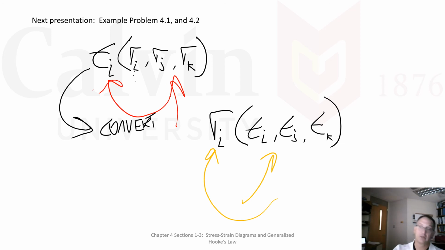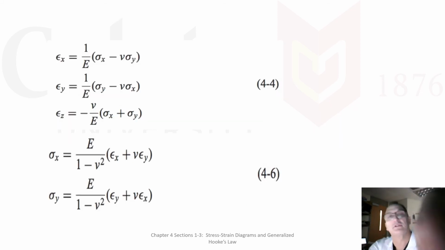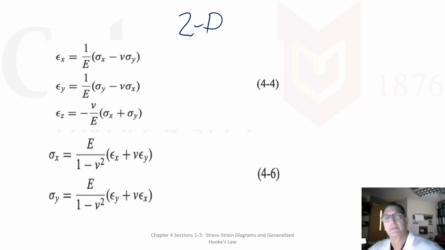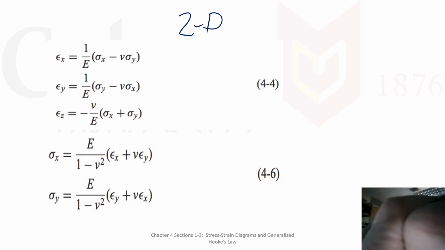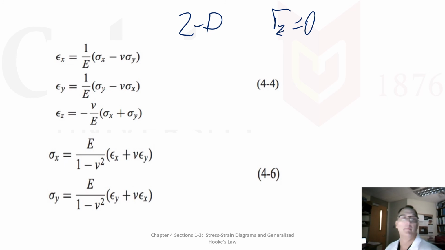So now we'll start looking at the equations that we get, 4.4 through 4.7, where they apply and what's going on and how we deal with them. So these are our 2D equations. You can tell they're 2D because I'm not solving for the stress in the Z direction, it is equal to 0. It doesn't show up in any of the equations there.